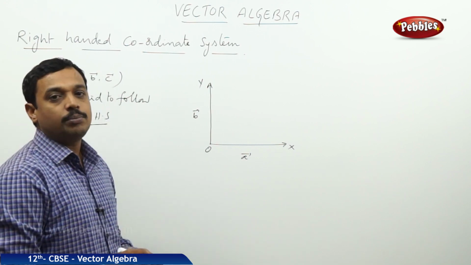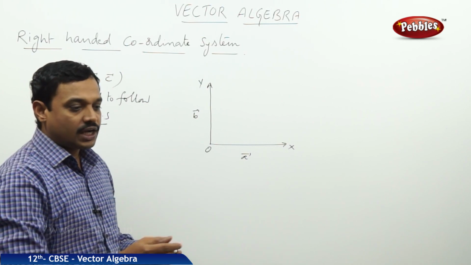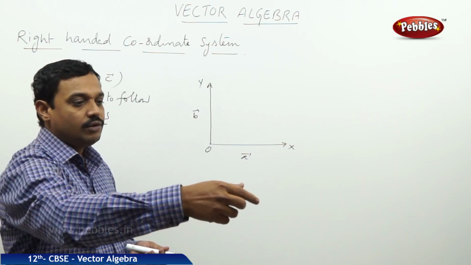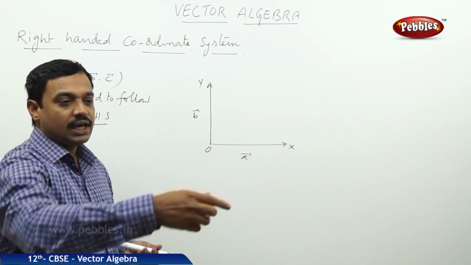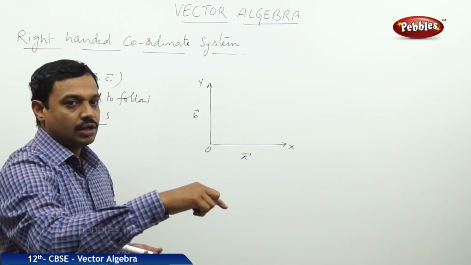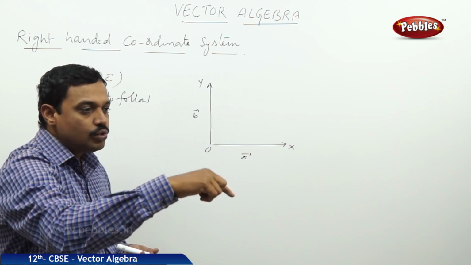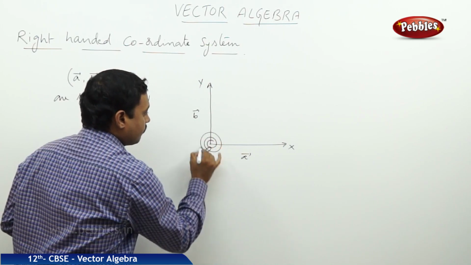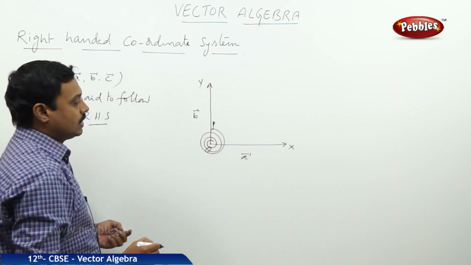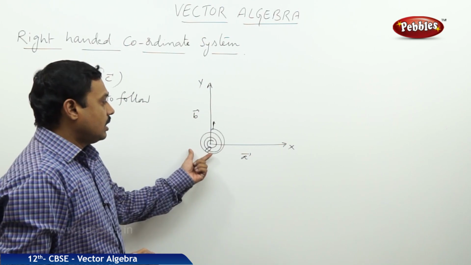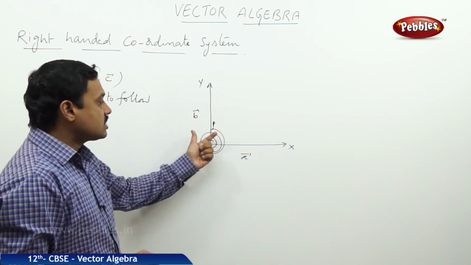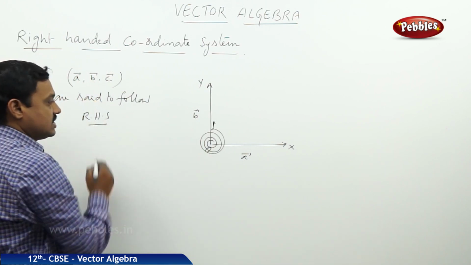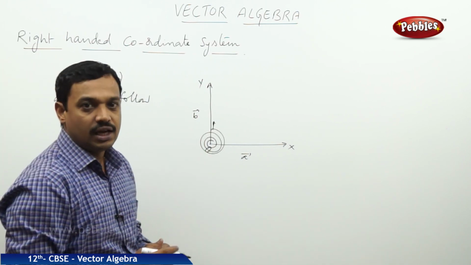Here the best example is when we try to open the cap of a bottle. When we rotate the cap in anti-clockwise direction, now the cap moves in upward direction like this. Then in such case, those vectors are said to be in right-handed system. Otherwise they are in left-handed system.